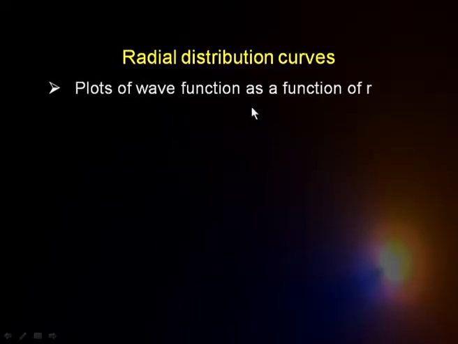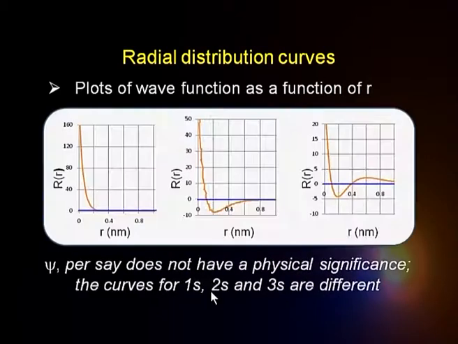Let us have a look at some of the radial distribution curves. Basically, we take the radial part of the wave function and plot it as a function of r. They are called radial distribution curves. Let us look at some of these curves. This is very, very important. Here is the radial distribution curve for the 1s orbital, this is for the 2s orbital, and this is for the 3s orbital. Let us try to understand it.